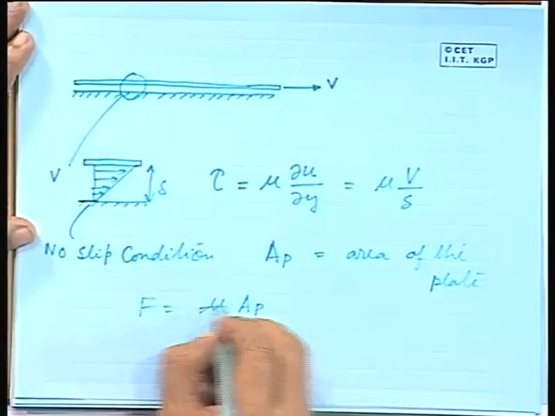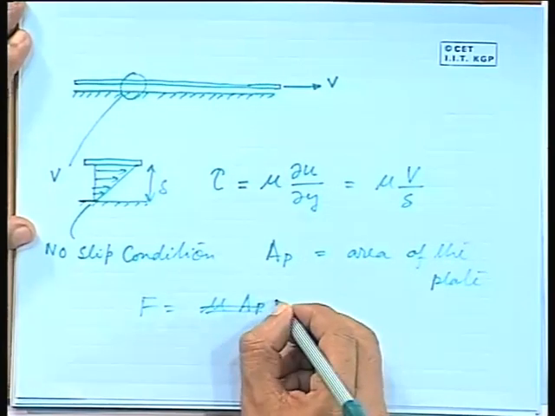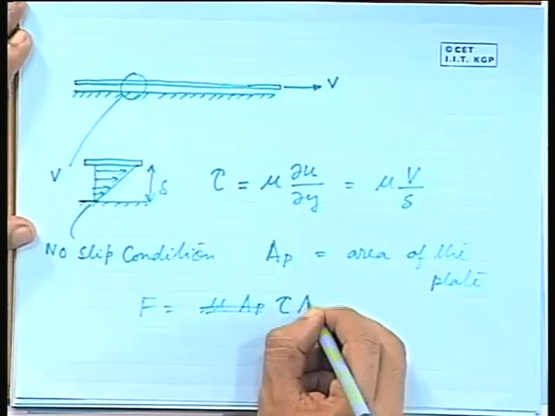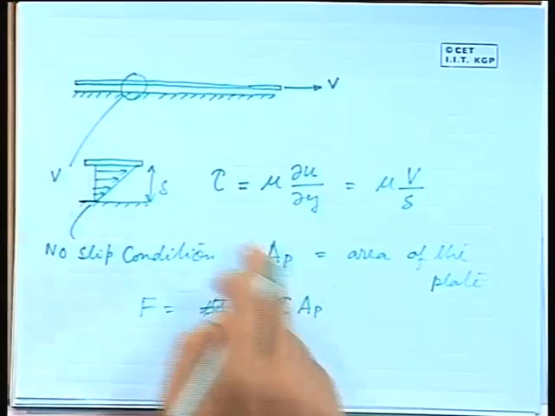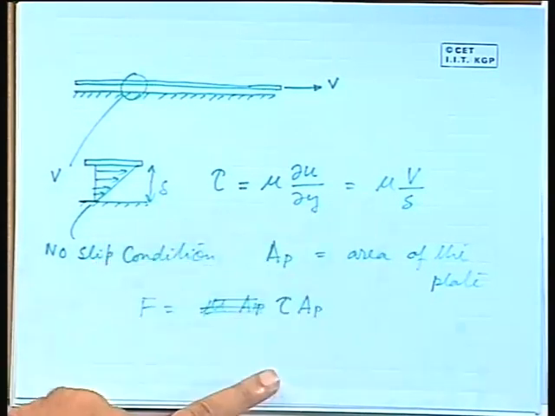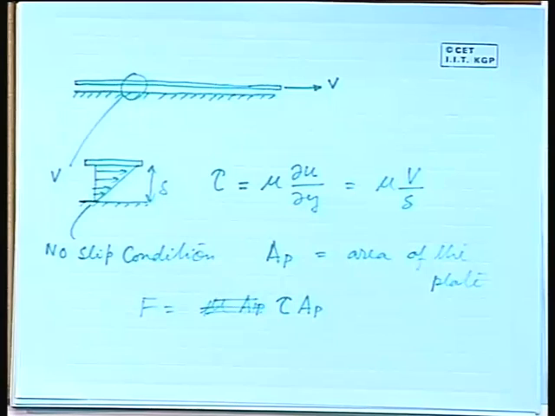Sorry, I have not written tau. So, that will be tau into A_P. Tau we can determine from this equation, and A_P is known, so we can calculate the force required to move this plate.